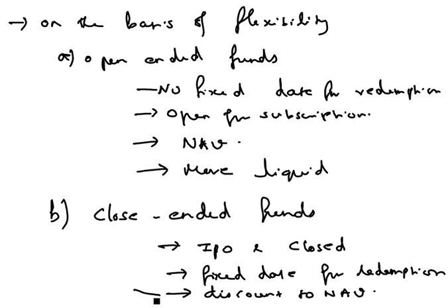These funds are open for subscription only once and can be redeemed only on the fixed date of redemption. The units of these funds are listed on the stock exchanges and are tradable, and the subscribers to the fund would be able to exit from the fund at any time in the secondary market.